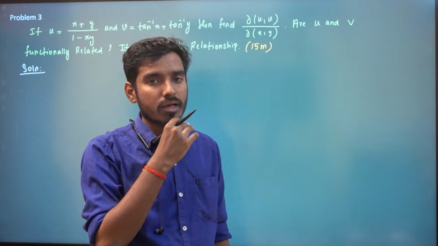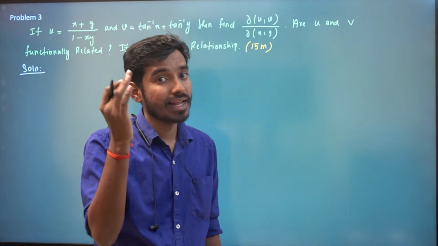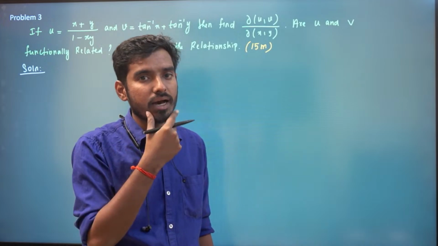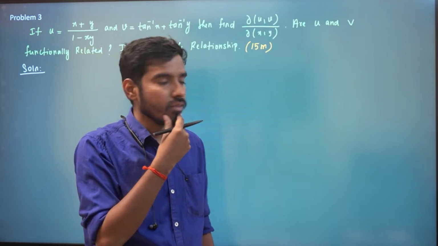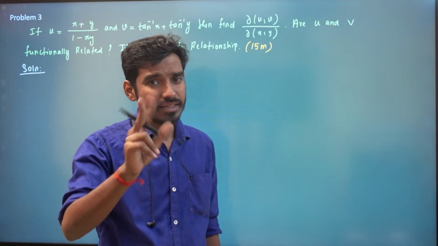Right? So in linear algebra, when some vectors are linearly dependent, the determinant will be equal to 0, and then only the rank will be less than the number of variables. Now similarly, here two functions are related if this Jacobian is 0. But by seeing the question itself, I can say these two are related.